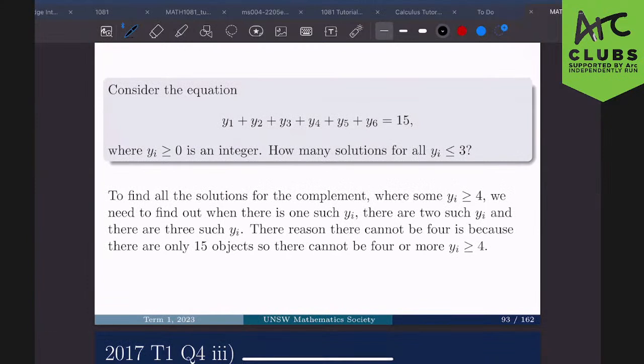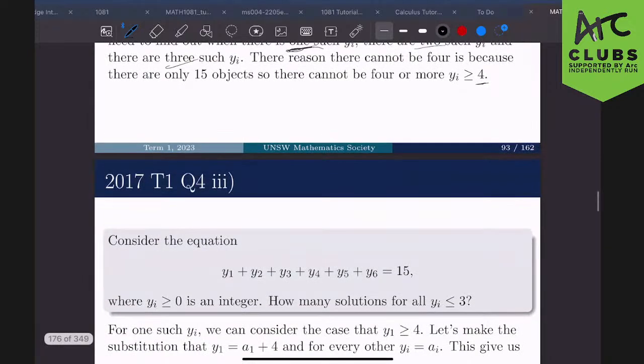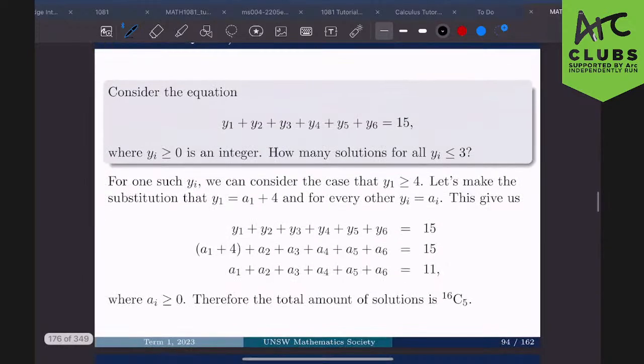And now we have to divide into the different cases in which a yi is greater than or equal to 4. So we have to divide into case 1, where y1 is greater than 4, then case 2, where y2 is greater than 4, and then case 3. We treat these cases differently. And obviously, with 15 objects, you can't have 4 yi's all being greater than 4. So this is the case in which y1 is greater than or equal to 4.